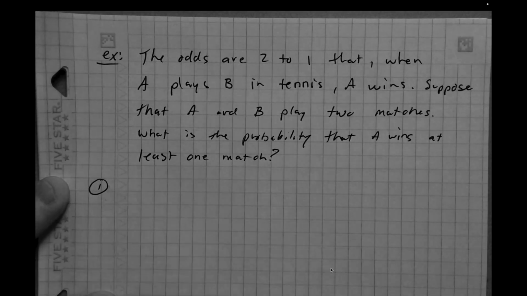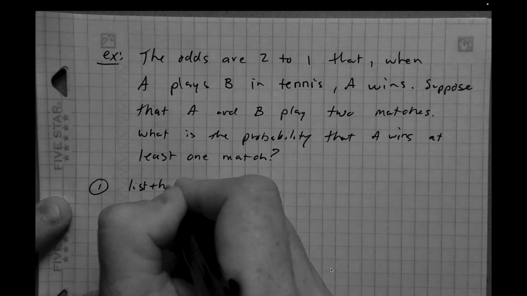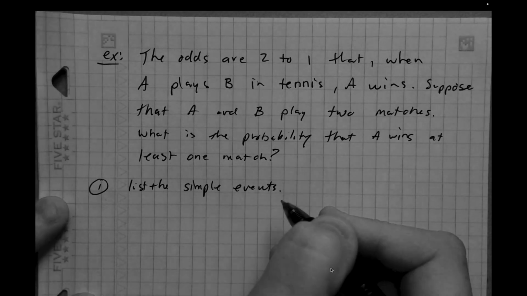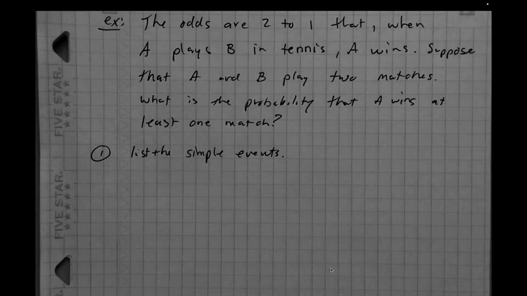So what is step one? Let's list the simple events. Okay, and again, this can be the tricky part here, but well, in this case, it isn't that tricky. You got two matches, and really what we're interested in is the outcomes of the two matches, and the outcome of two matches together constitute an observation, right?